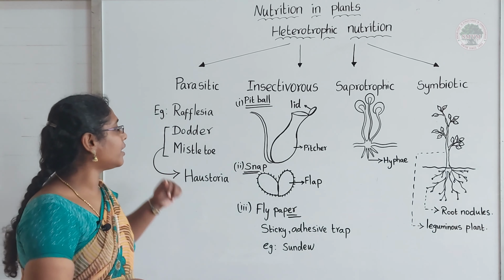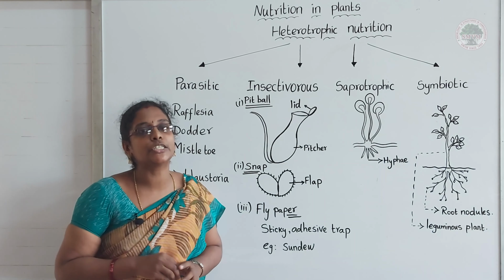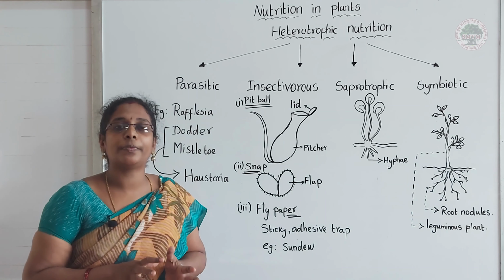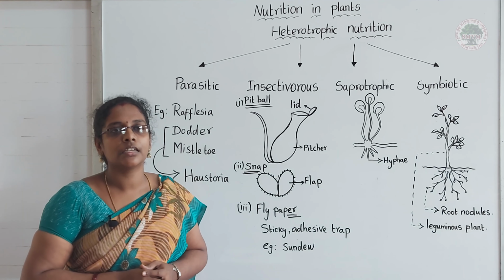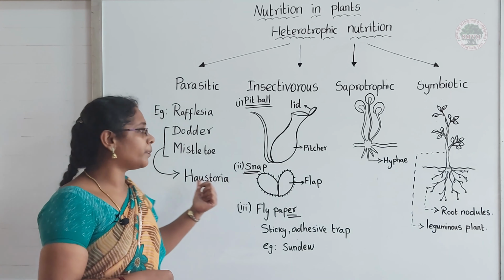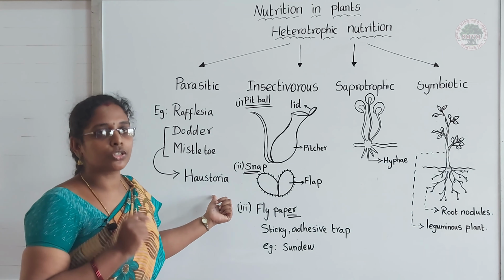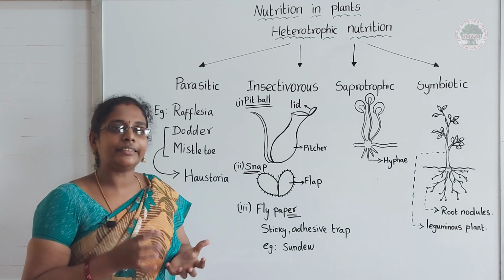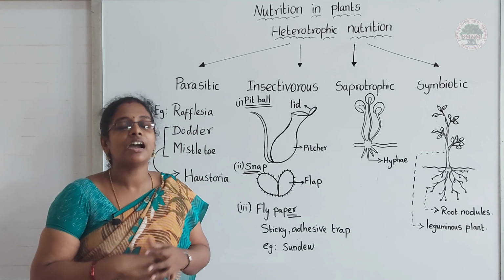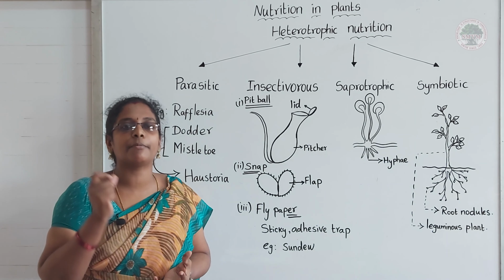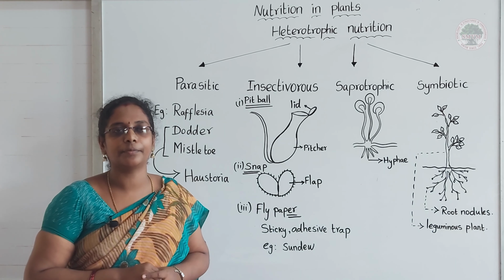Then the third example is mistletoe. This mistletoe plant grows on coniferous trees. It also produces the same kind of haustoria, which penetrate inside the coniferous trees and suck the nutrients from the sap of the tree.